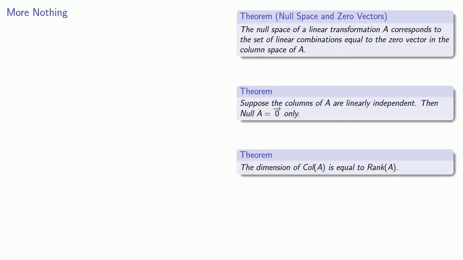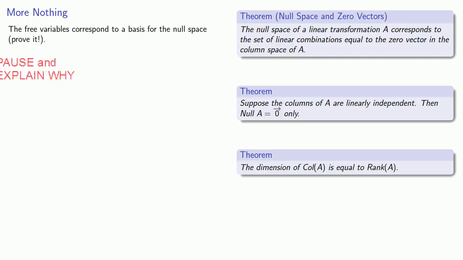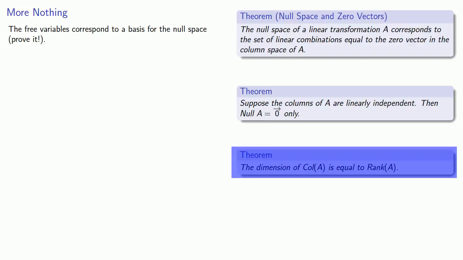What about the free variables? Well, the free variables correspond to a basis for the null space. You should take a few minutes to prove this statement. If we put together all of our results, namely that the dimension of the column space of A is equal to the rank of A, and the number of free variables corresponds to the number of vectors in a basis for the null space, then we have the following theorem.